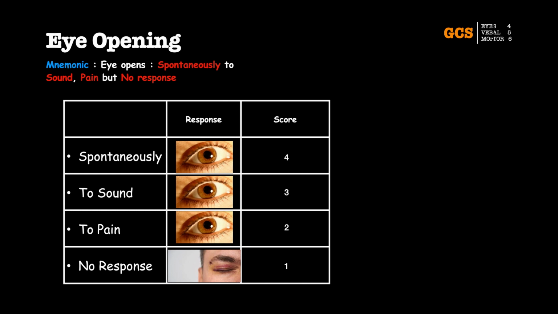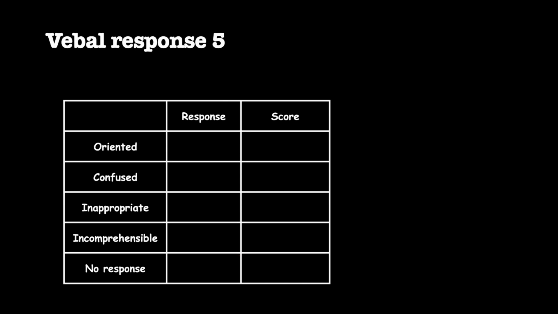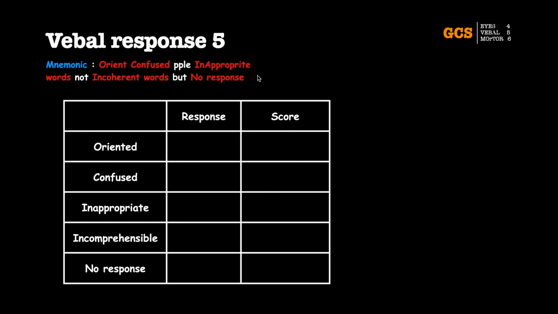So this is what I need you to take from this slide. Now, with the verbal response, I intentionally spelled it verbal for you to know that verbal response has 5 main components. And so the mnemonic that comes with verbal response is: oriented, confused, inappropriate words, incoherent words, and no response. Over here, I need you to focus on oriented, confused, inappropriate words, incoherent words, and no response.